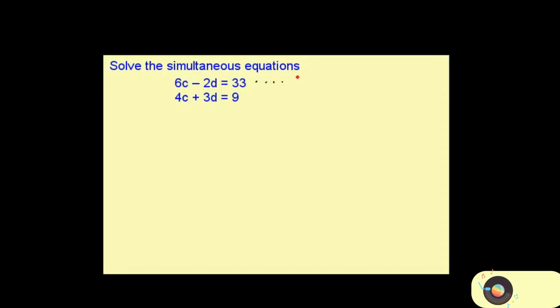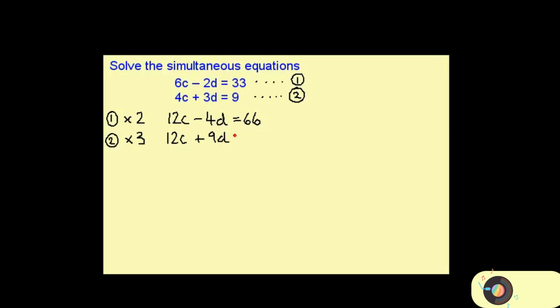I'm going to call the first equation 1 and the second equation 2. I'm now going to multiply equation number 1 by 2 and equation number 2 by 3. I get 12C minus 4D equals 66, and 12C plus 9D equals 27.